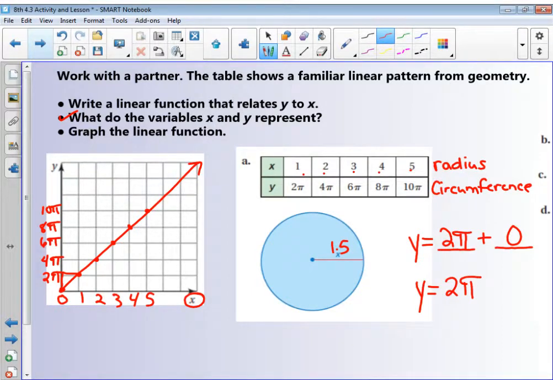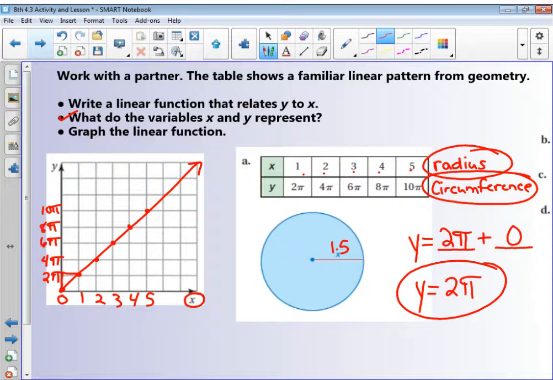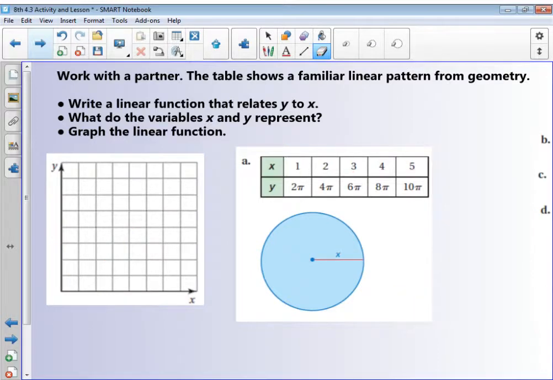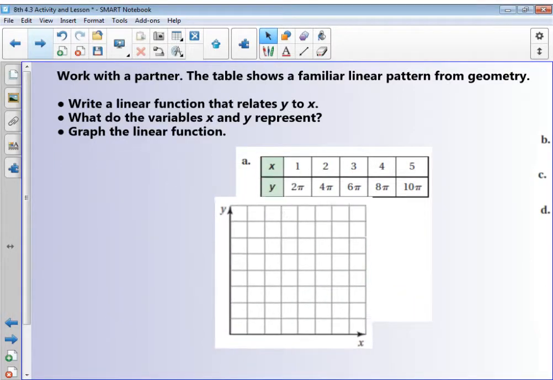Okay, so when you're graphing these out, you need to write this information in your book, your radius, your circumference, so what your x and y were representing. You need to have your equation, and you need to have your graph filled out. Okay, so quite a few things that you're going through and doing for each of these. Okay, so let's go ahead and try another one.